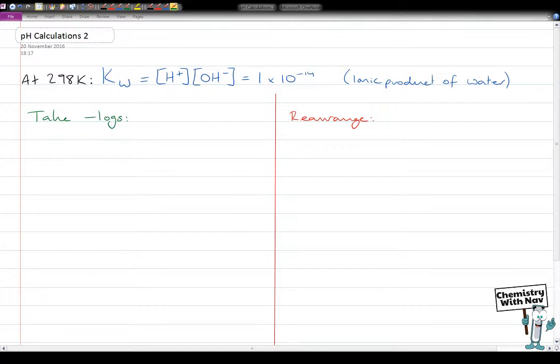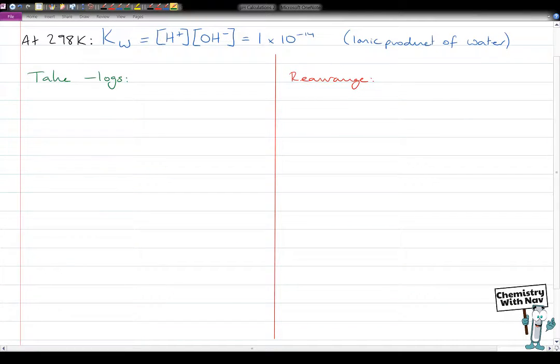And we have to start with the Kw expression, and at 298K, Kw is equal to the concentration of H plus ions multiplied by the concentration of OH minus ions, which equals 1 times 10 to the minus 14. And this is the ionic product of water. Now we can try to rearrange this for OH minus, or we can take negative logs of the expression.